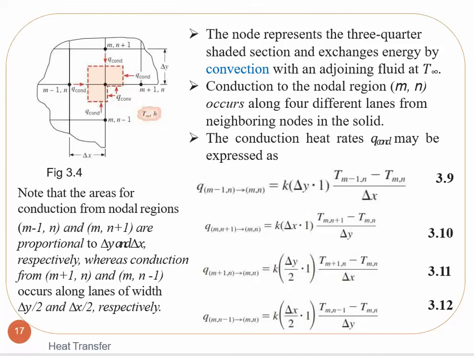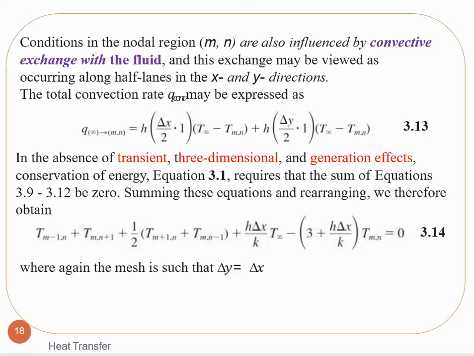The conduction heat rates may be expressed in terms of the formulas mentioned below, equations 3.9, 3.10, 3.11 and 3.4 respectively. Note that the areas of conduction from the nodal regions m minus 1, n and m, n plus 1 are proportional to del y and del x respectively, whereas the conduction from m plus 1, n and m minus 1, n occurs along lanes of width del y by 2 and del x by 2 respectively. Conditions in the node region m, n are also influenced by the convective exchange with the fluid, and this exchange may be viewed as occurring along half lanes in the x and y directions.